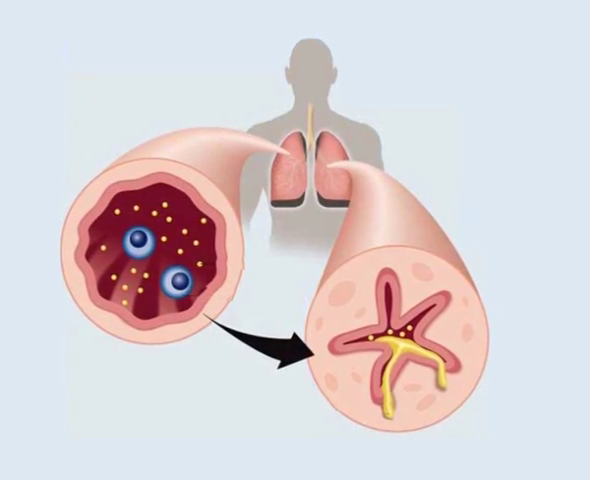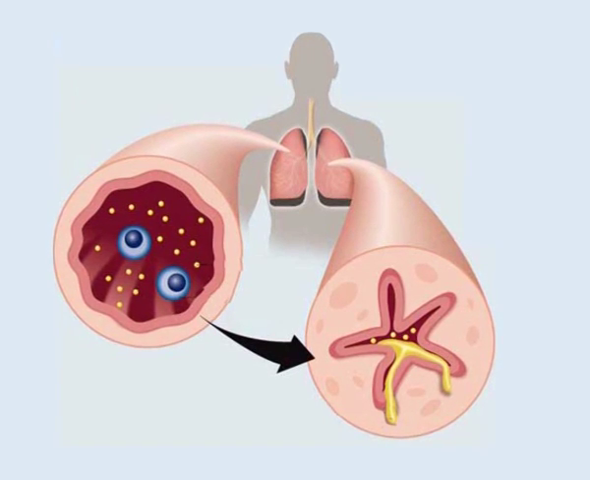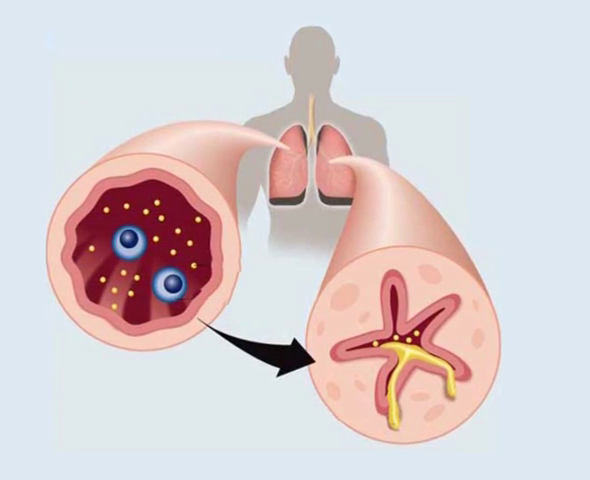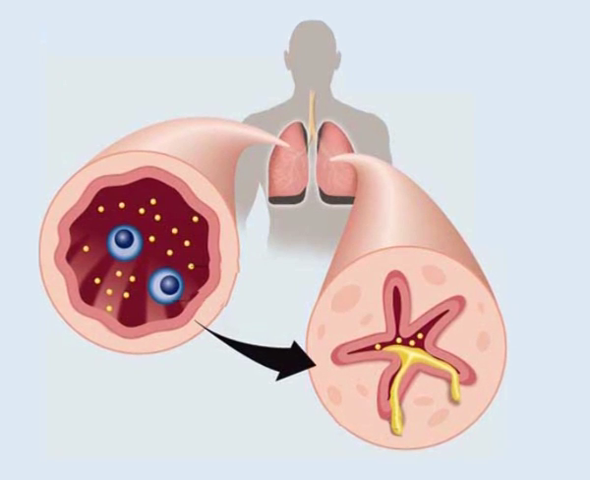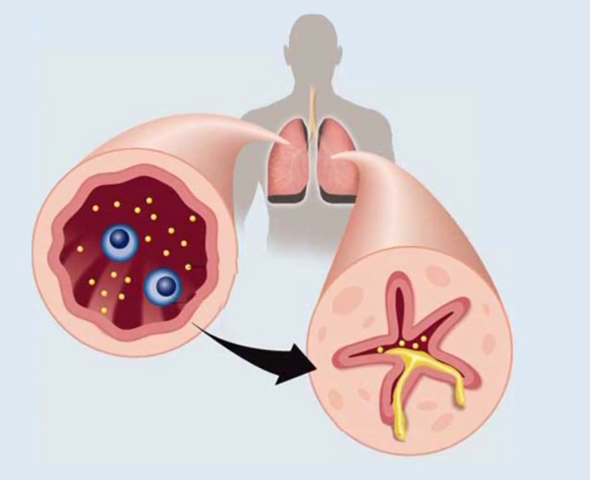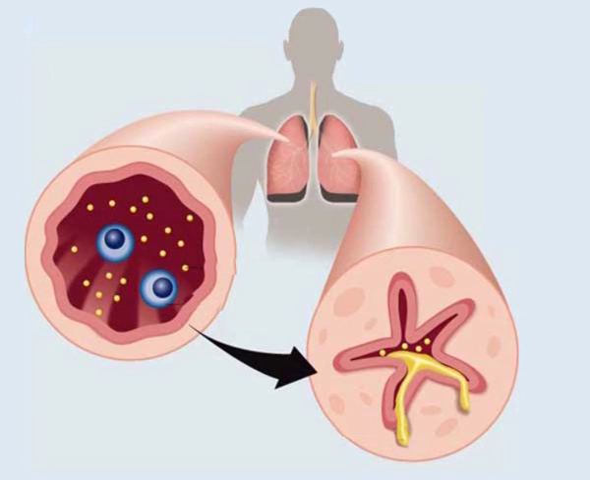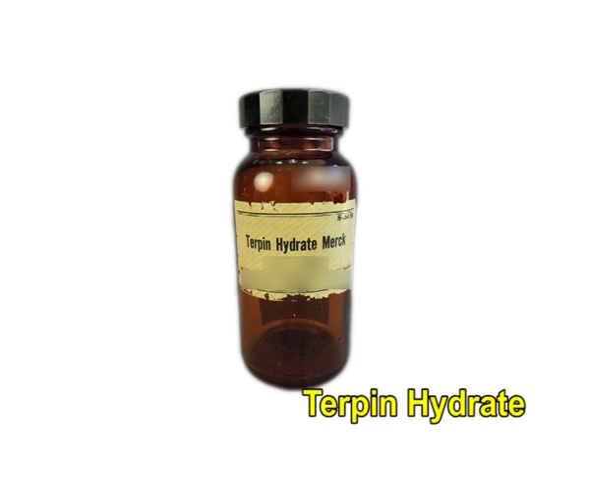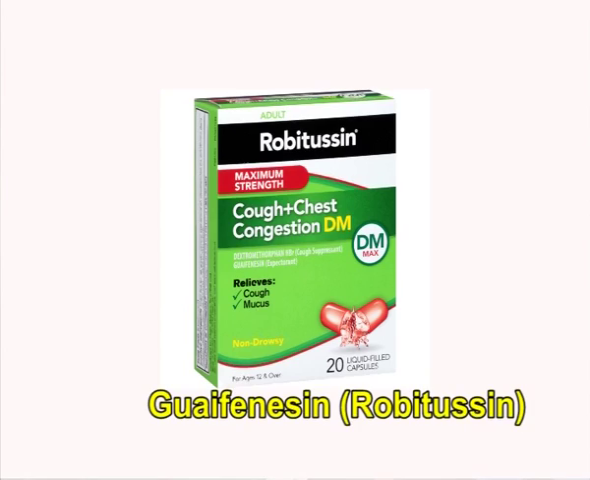Stimulant, that is, irritant expectorants. They stimulate healing and repairing of chronically inflamed respiratory mucosa, decrease the amount of sputum, and sputum loses its objectionable odor. Example: terpene hydrate, guaifenesin, that is Robitussin.